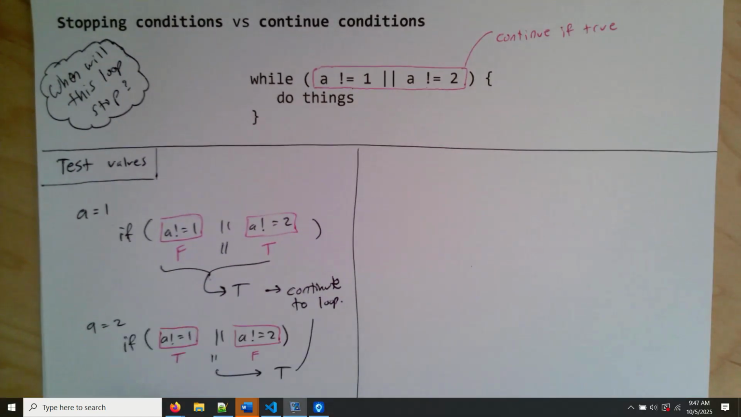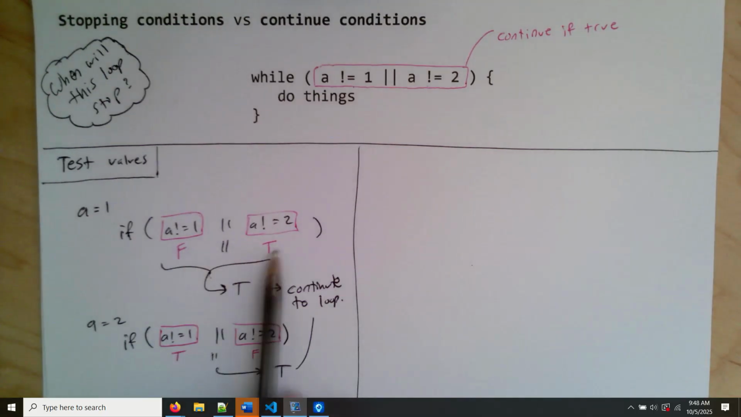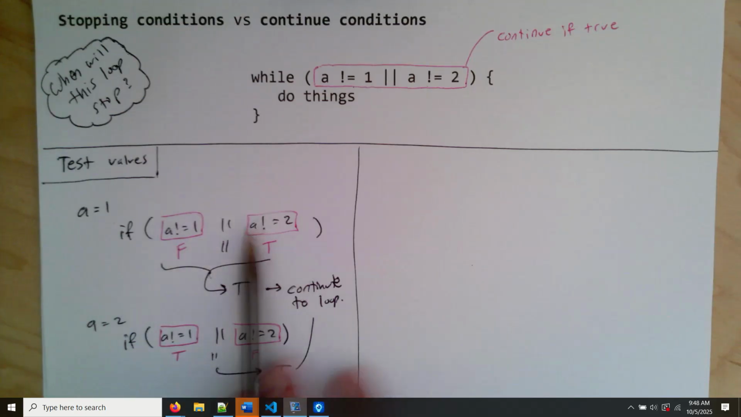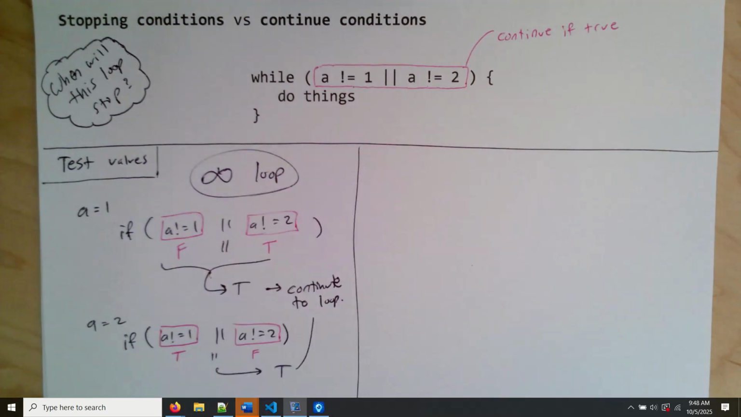So similarly, if a is 2, then it's not true that it's not 2. But it is true that it's not 1. And as long as one of these two things is true, we're going to continue to loop. If you can step back and think logically, we know that at least one of these two things is always going to be true. It's always going to be true that it's either not 1 or that it's not 2. So this tells us that this is an infinite loop. It's sort of a bad while loop. There's no condition that would ever cause it to stop.